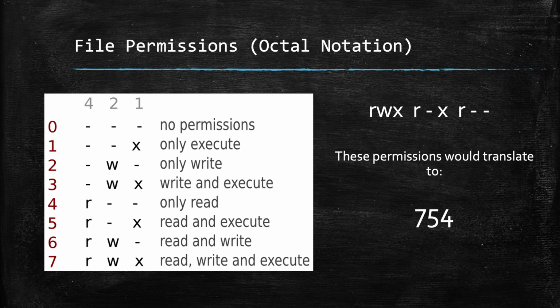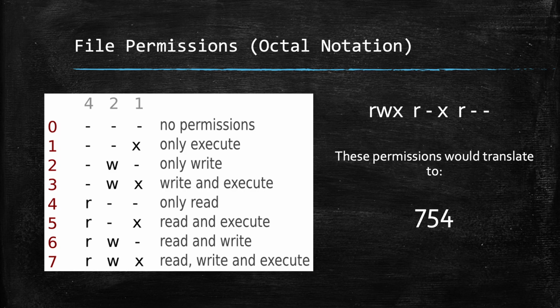This is because of binary, right? It starts with 1, 2, 4, 8, 16, 32, 64. This is just how it is. We're not going to get into binary too much today, but if you're curious, this is where it stems from. So first column is 1, second column is always worth 2, the third column is always worth 4. So read always has a value of 4, write always has a value of 2, and execute always has a value of 1.